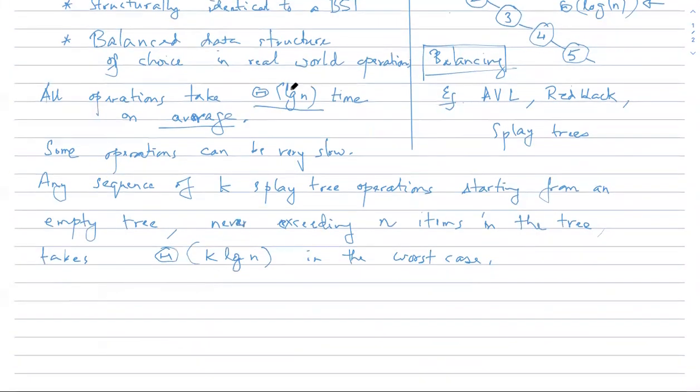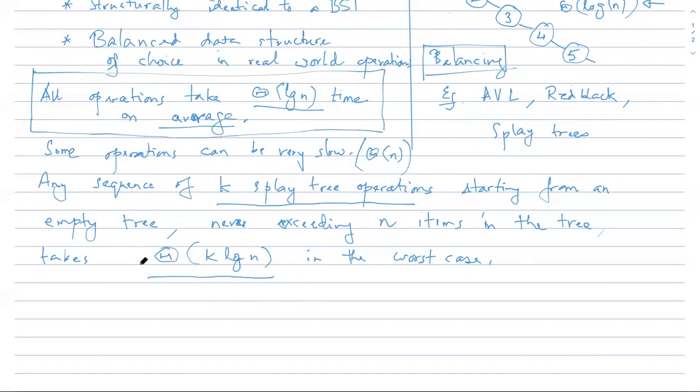So some operations can be very slow. How slow? As we mentioned, it can be of the order of n. But over an application of k splay tree operations beginning from an empty tree would take k log n in the worst case. And therefore, on average, the time taken becomes order of log n.